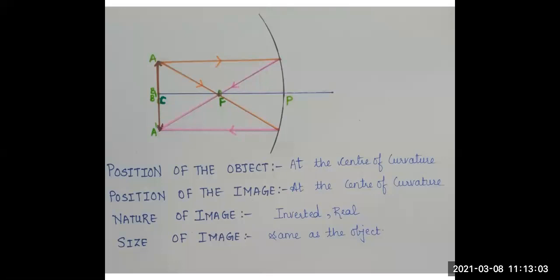This diagram is not specified in your textbook. Just tables are given to understand the four things: position of the object, position of the image, nature of the image, and size of the image. So if you want, you can observe the image very properly in this diagram.